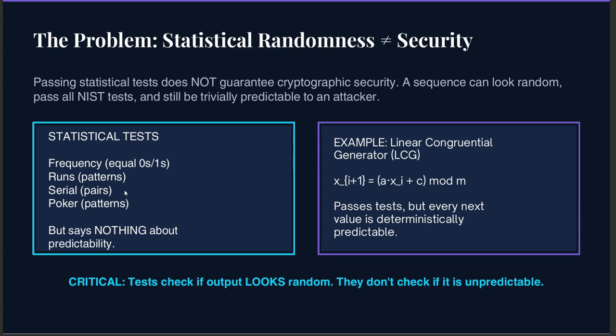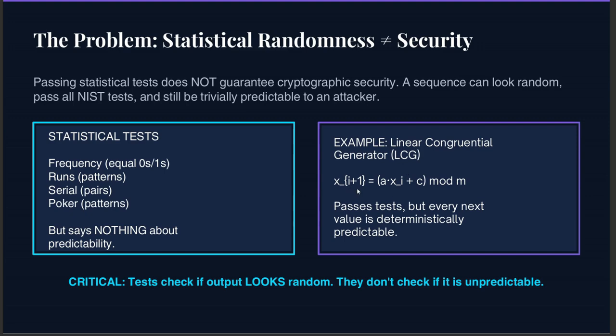These tests analyze the statistical behavior, but notice something critically important. None of the tests asks, can the attacker predict the next output? And that is actually a cryptographic question. Let's now understand this using one of the most famous weak generators, the linear congruential generator, LCG.